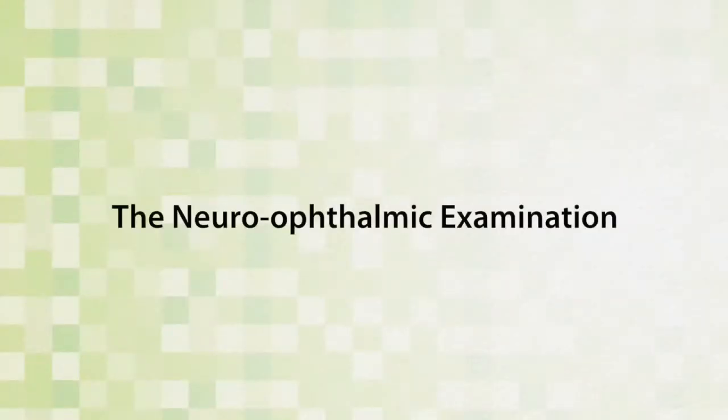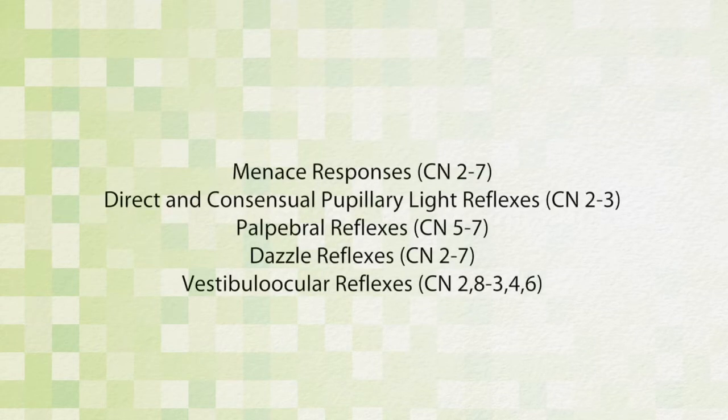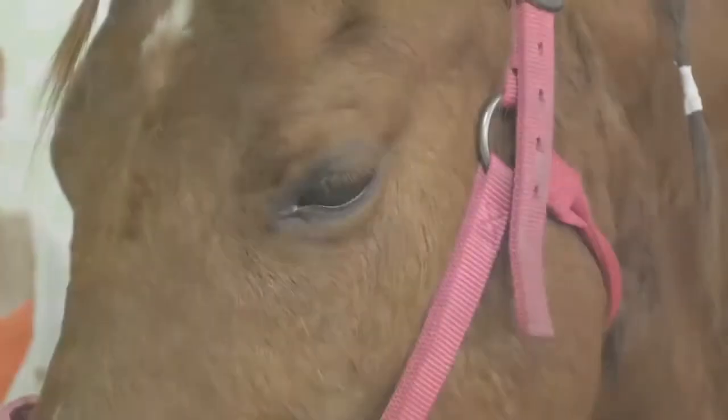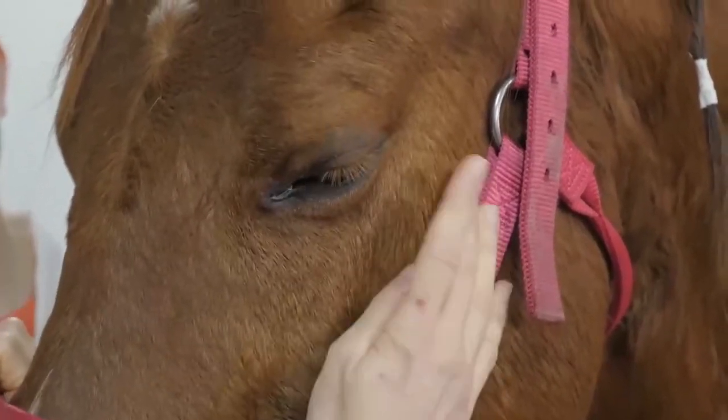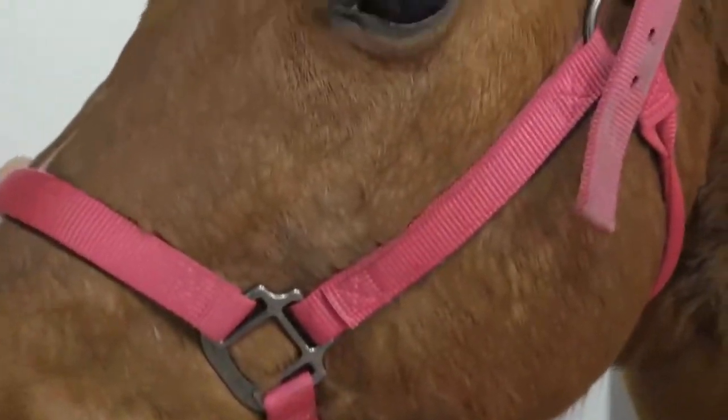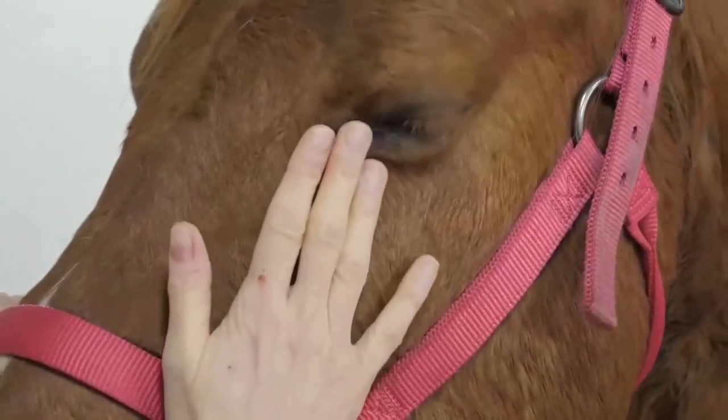The second component of the ocular examination is the neuroophthalmic examination. The neuroophthalmic examination evaluates cranial nerves through the menace response, the direct and consensual pupillary light reflexes, the palpebral reflexes, the dazzle, and the vestibular ocular reflexes. In large animal species, it is important to complete the neuroophthalmic examination prior to administering sedation and regional nerve blocks.